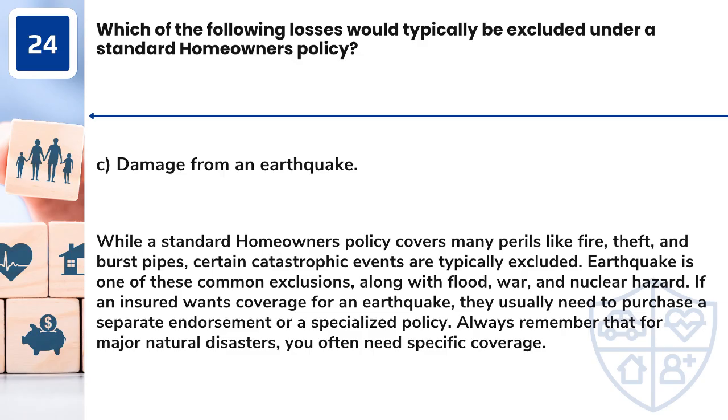Answer: C. Damage from an earthquake. While a standard homeowner's policy covers many perils like fire, theft, and burst pipes, certain catastrophic events are typically excluded. Earthquake is one of these common exclusions, along with flood, war, and nuclear hazard. If an insured wants coverage for an earthquake, they usually need to purchase a separate endorsement or a specialized policy. Always remember that for major natural disasters, you often need specific coverage.